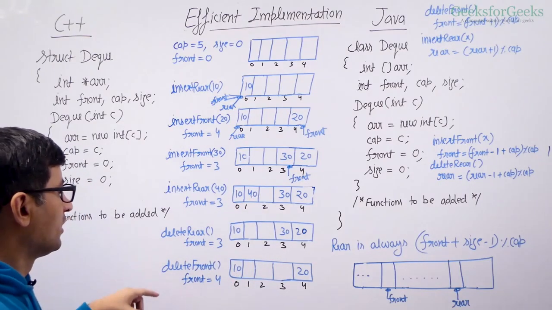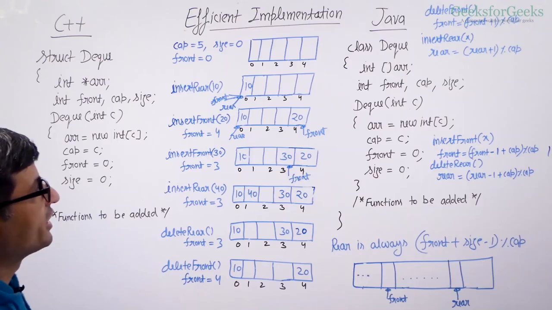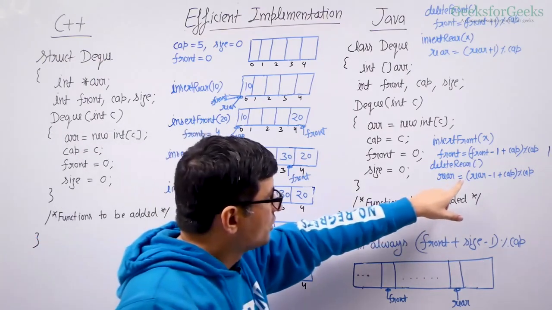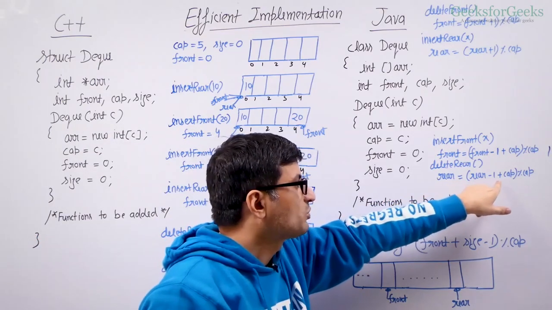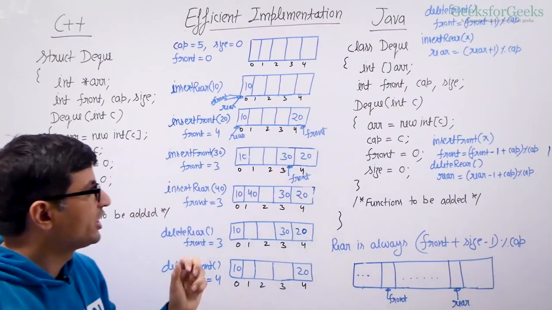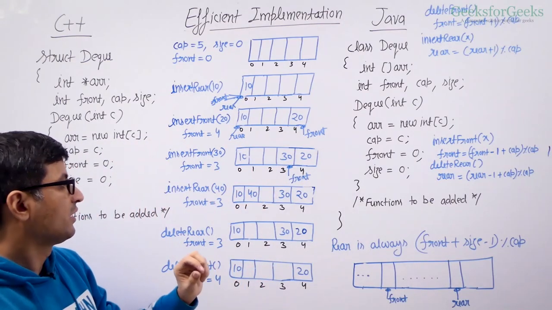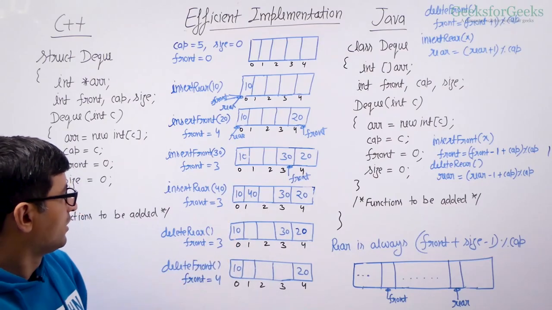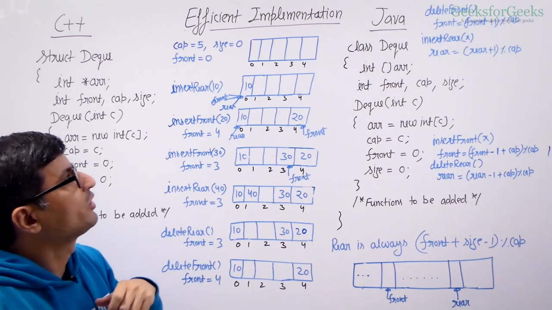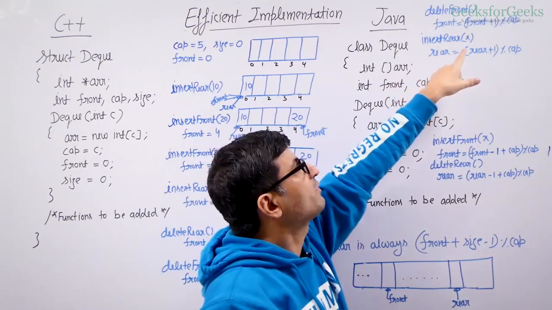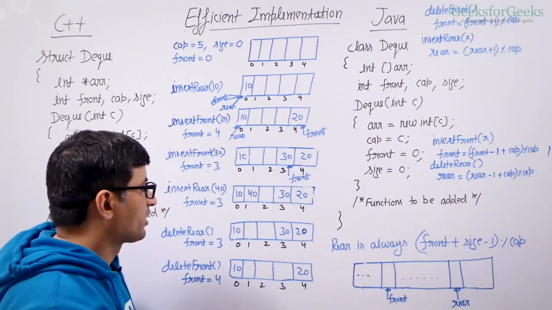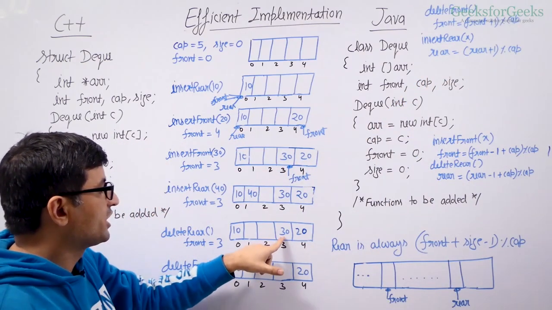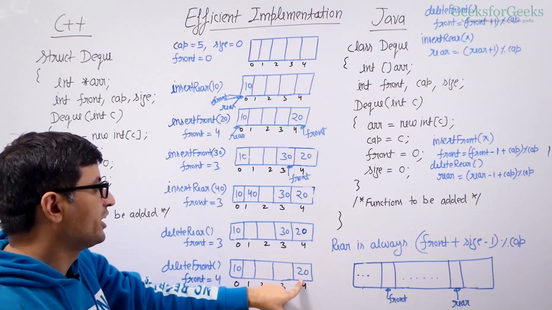Now delete rear. You want to delete an item from the rear. So to delete rear, you will simply do rear equal to rear minus 1 plus capacity, modulo capacity, and you will delete the item from rear, right? So you delete it and your rear now is here. Now delete front. To delete an item from the front, we will simply do front equal to front plus 1 modulo capacity. So our front was here, now front moves here and we deleted an item.